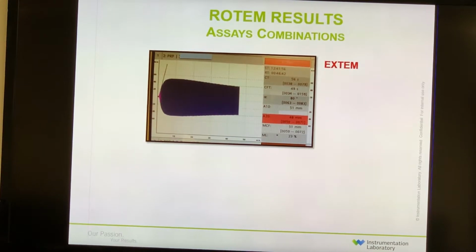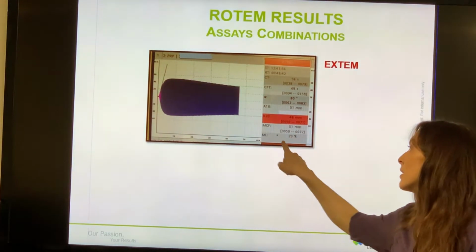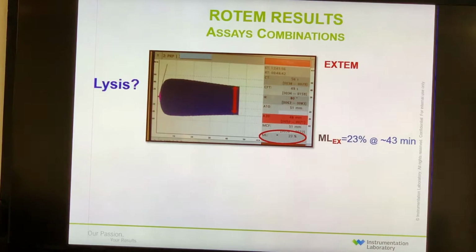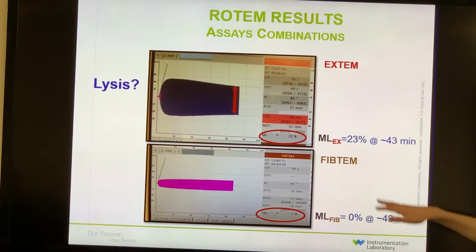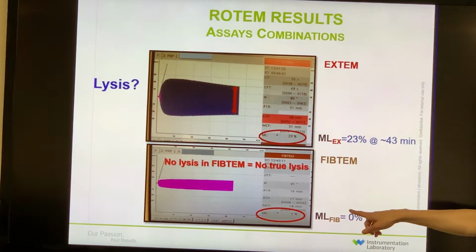So here we have XTEM, and you can see the shape is tapering in a little bit, and you can confirm that it is tapering in. You look at your ML, it's 23%. So is this a low grade, late stage lysis? You want to make that confirmation, but you only have the FIBTEM running. If you look at your FIBTEM and the MLs, there's no lysis in FIBTEM, there's no ML in FIBTEM.